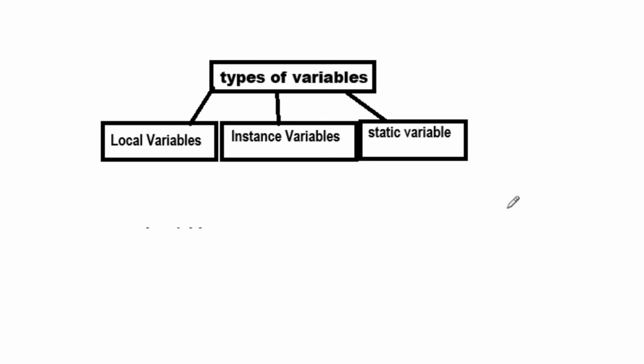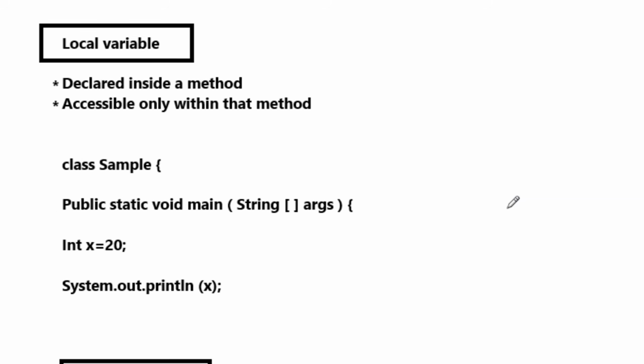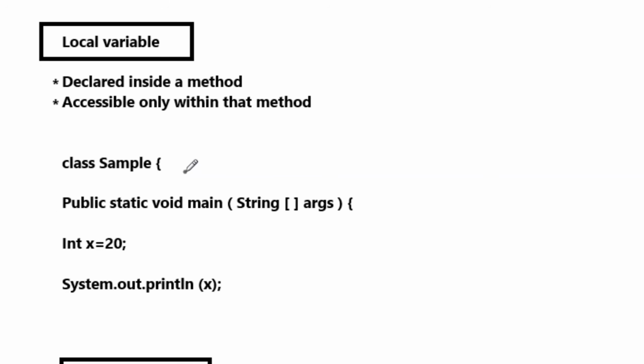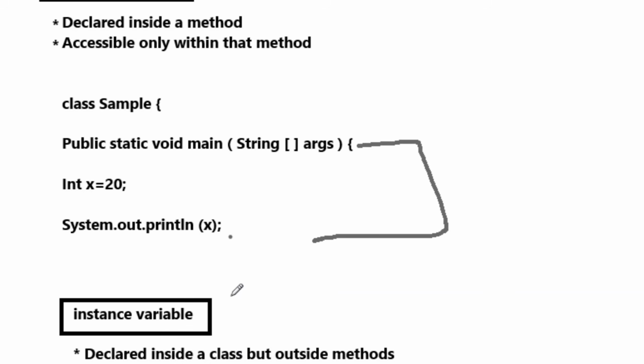Now, types of variables. We have three types: local variables, instance variable, and static variable. A local variable is nothing but a variable we declare inside a method. You already know what a method is. This is my method, this is my variable. I can declare it inside a method only, and we can access it within that method only. This is my local variable.